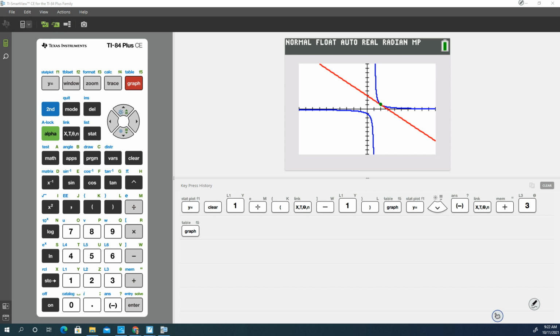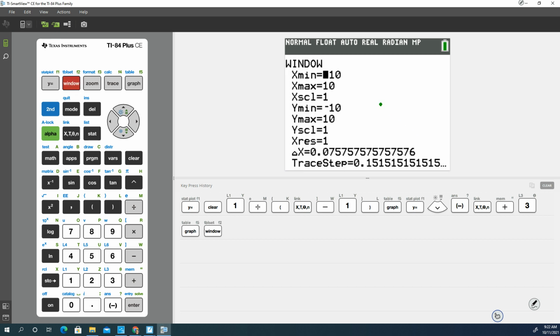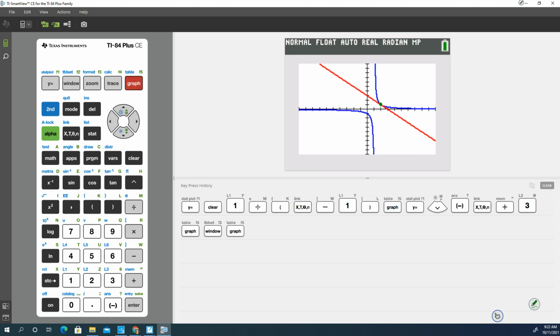Okay? What did you do as your window? I'm sure it's probably just -10 to 10 knowing me. Yep, -10 to 10 for both.